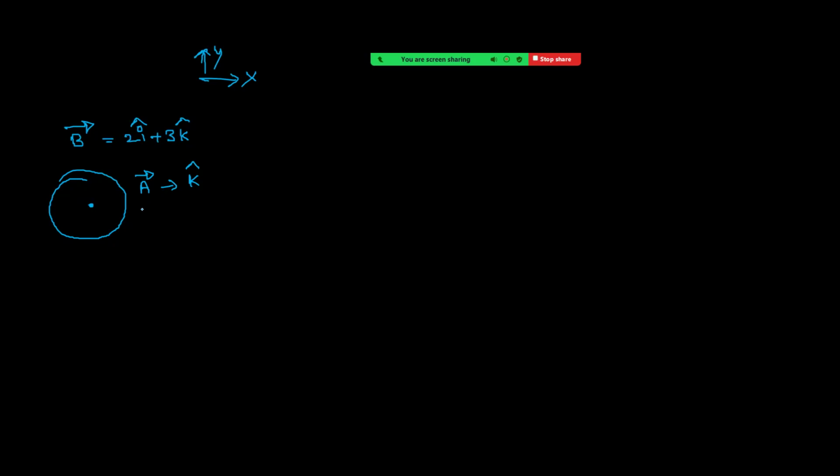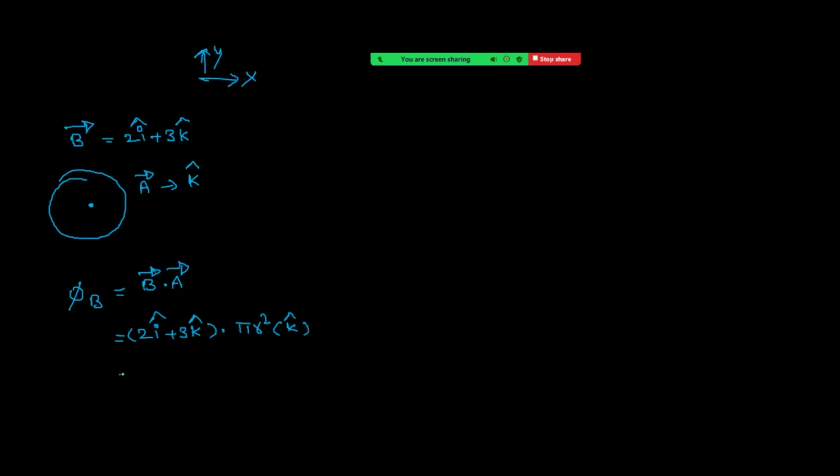And here the field is uniform. So if you want to calculate magnetic flux, integration is not required. Directly B bar dot A bar, because it is a plane surface and the field is uniform. Substitute values in this: 2i cap plus 3k cap dot A bar. Coming to it, it is a circle, area is now pi r square. Direction I have taken outward normal, so it is k cap.